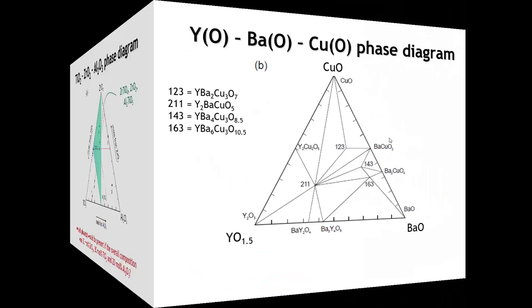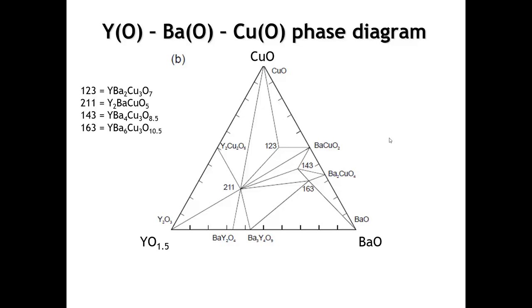All right, let's now look at a little bit more complicated phase diagram. This is the phase diagram between yttrium oxide, barium oxide, and copper 2 oxide. It's quite an important phase diagram historically because many of the high-temperature superconductors came out of phase diagrams like this one. So in this phase diagram, we are forming two binary compounds between barium oxide and yttrium oxide, two binary compounds between barium oxide and copper oxide, and one binary compound between yttrium oxide and copper oxide.